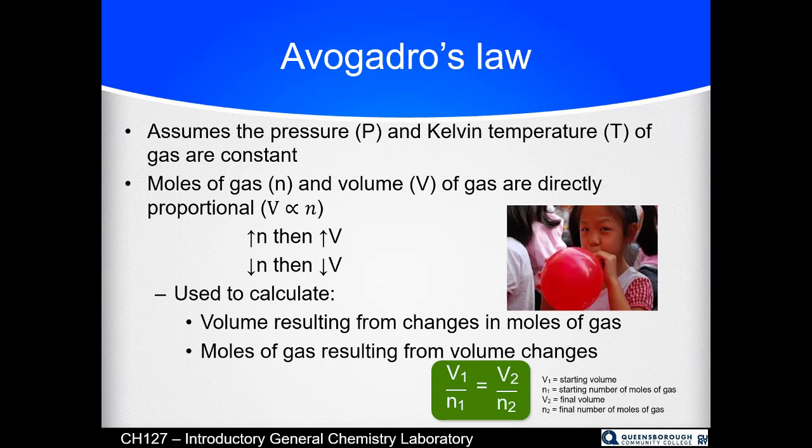Avogadro, I would argue, is a self-obvious law that if you have more gas, it takes up more space. When you blow up a balloon, it gets bigger. Not too much of a shocker, but he got his name on a law for it. Not one we will explore in the lab.